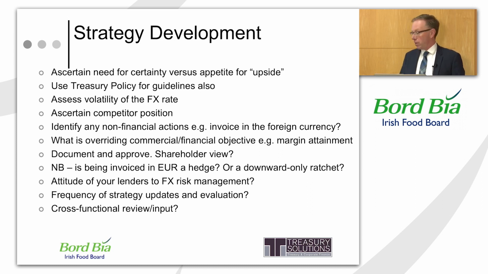I would use my Treasury policy for guidelines in this space. The Treasury policy should, in some respect, begin to set some level of parameters for developing your strategy. You need to assess the volatility of the currency rate itself. Let me give you an example. I referenced in the last session that we did that euro sterling on average moved about 10% in any one year between January 1st and December 31st. The equivalent for euro dollar would be about 15%. So the dollar has tended to be more volatile than sterling against the euro. And in that scenario, one would suggest you need to be a little bit more careful about your dollar exposures than your sterling.